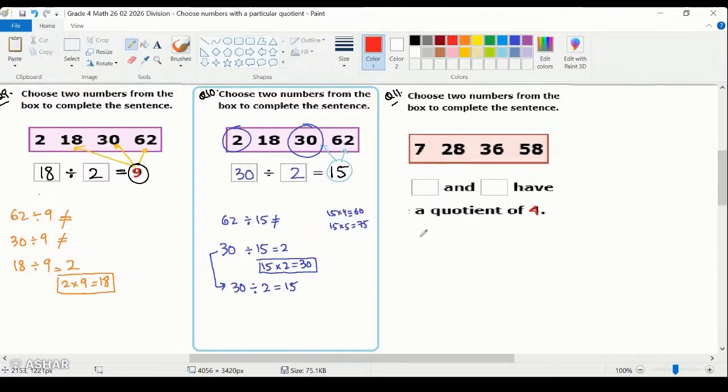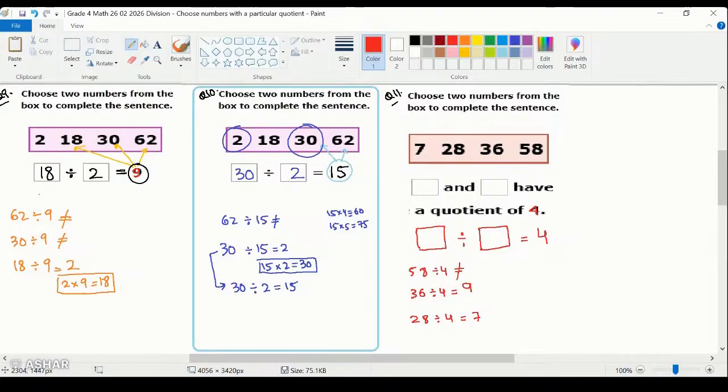So can this be written as the first number when divided by the second number? The answer should be 4. That means 4 is the smallest. That means 58 divided by 4, we do not have a factor. 36 divided by 4, we do have a factor, right? And 28 divided by 4, we still have a factor. But we need to find a quotient of 4, right? 36 divided by 4 is 9, right?